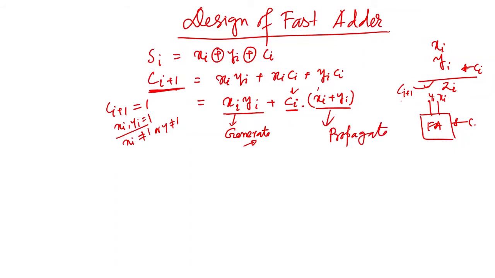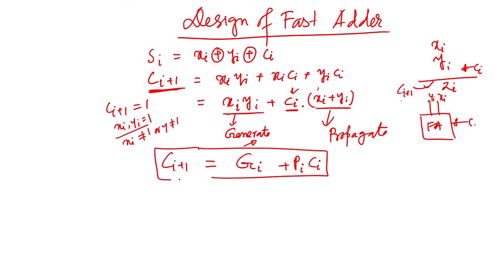Okay. So, therefore, what we write is this, something called G I, and we write P I C I, this is C I plus 1. Now, we will change the basic circuit in a different way. If you carefully see C I plus 1, C I plus 1 will be 1 if x I and y I is 1, or it can be 1 depending on this part.